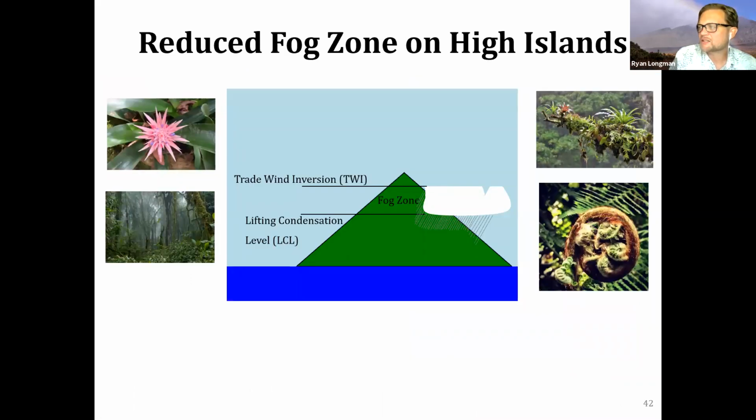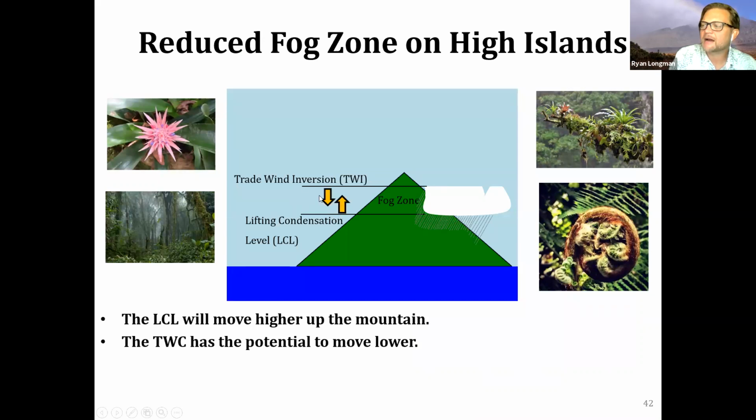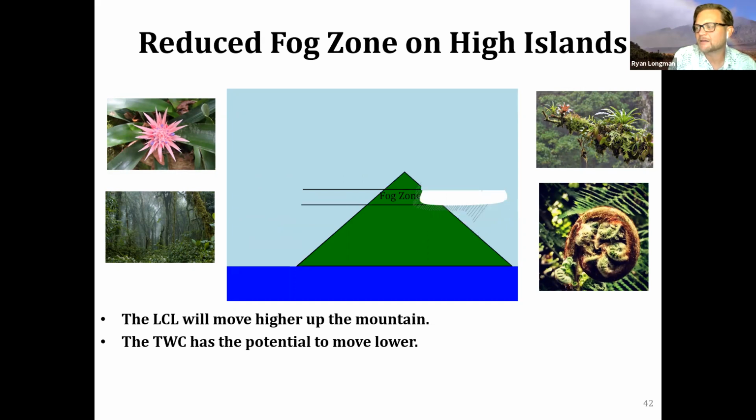Another thing I want to point out is the reduction in the fog zone at the high elevations. So I mentioned the lifting condensation level where clouds form. Well, under climate change, that could get higher. And then the inversion base height could actually get lower. There is some evidence out there that the base height has been lower more frequently in recent years, in the last 2 decades, but it could also go lower on the mountain. And that would effectively reduce the fog zone. And again, not only reduce habitat for species up there, but it could also potentially reduce water inputs. You may not have the same amount of orographic rain as a result of that.